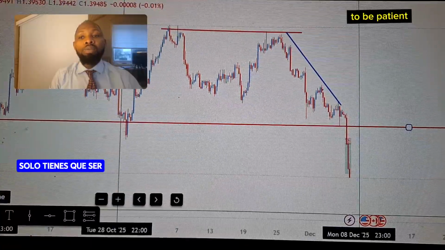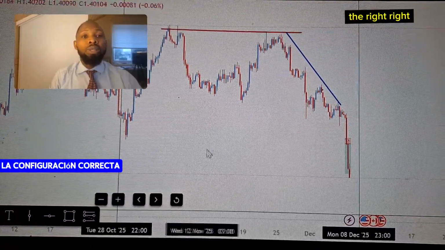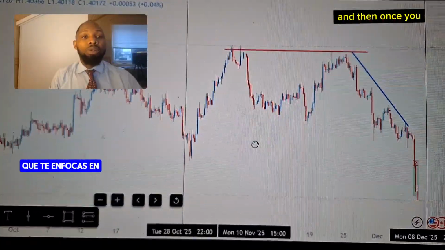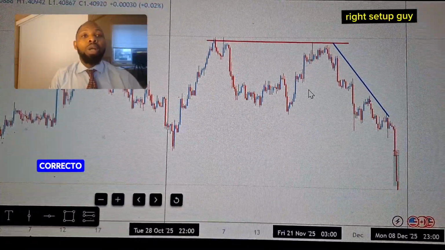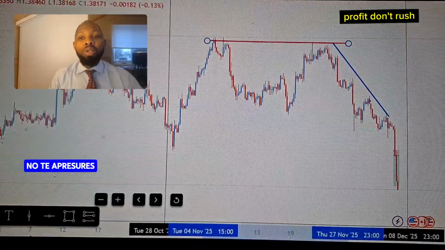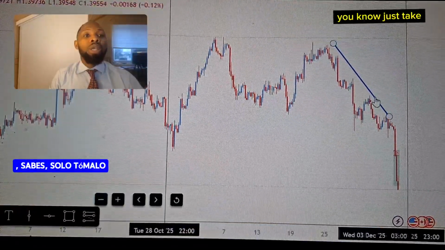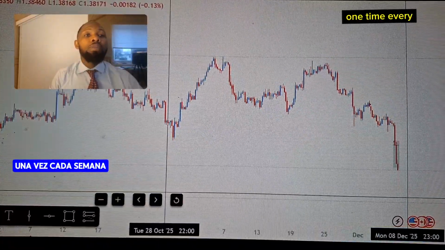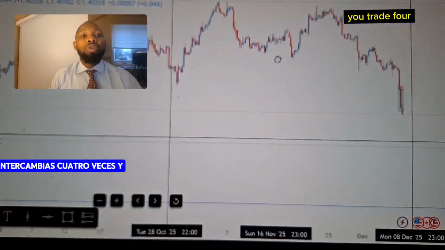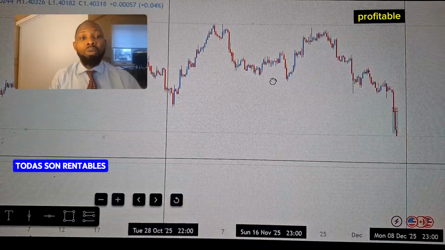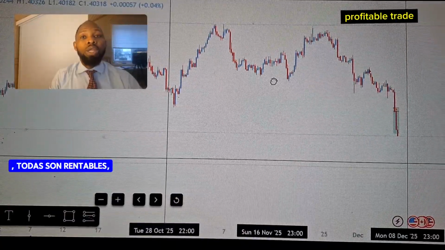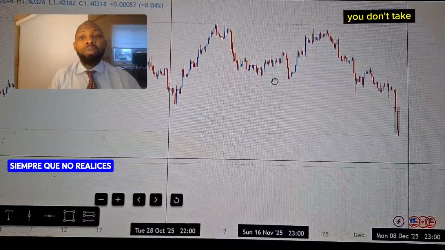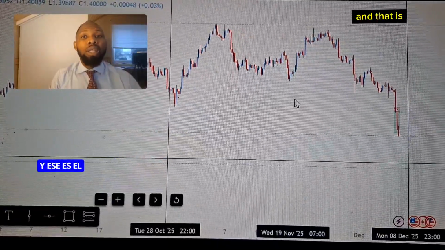You just have to be patient, to focus on the right setup. And then once you focus on the right setup, guys, you will be able to make profit. Don't rush, just take it one at a time. Imagine, let's say you trade one time every week, so in a month you trade 4 times, and they are all profitable trades. You're going to be profitable in the long term, as long as you don't take any random trade. And that is the secret.